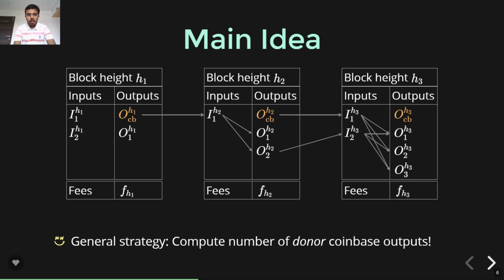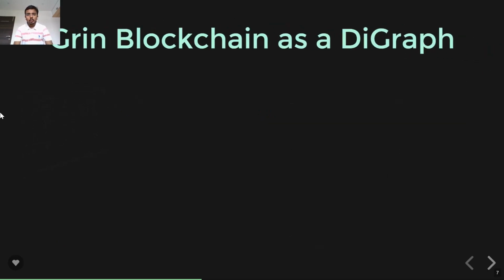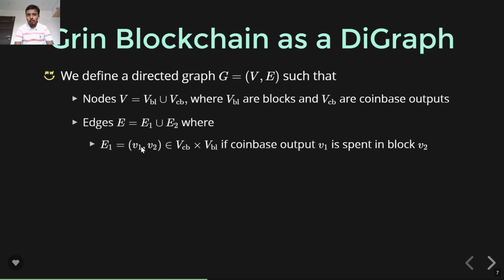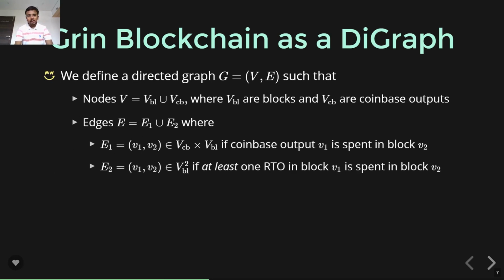So these two Coinbase outputs are donors for this particular block, in the sense that the amounts in the outputs of this block are coming from these two donor Coinbase outputs. To automate the process for computing such upper bounds for all the regular transaction outputs on the Grin blockchain, we model it as a directed graph where the nodes are defined as the blocks as well as the Coinbase outputs, and the edge set is defined as follows. Suppose a Coinbase output from block v1 is spent in block v2, then we draw an edge between them, and if at least one regular transaction output from block v1 is spent in block v2, we connect v1 with v2.